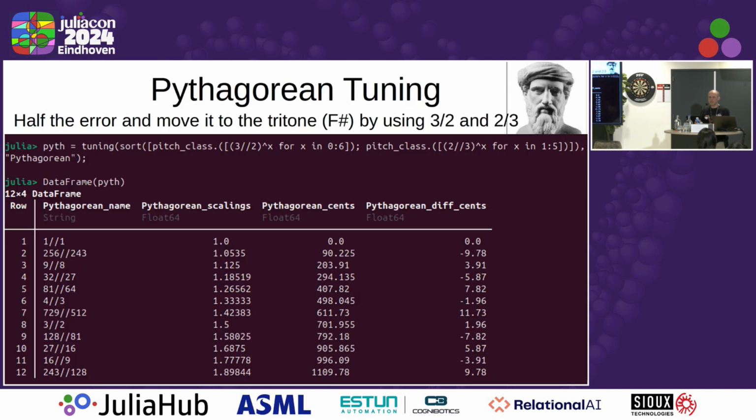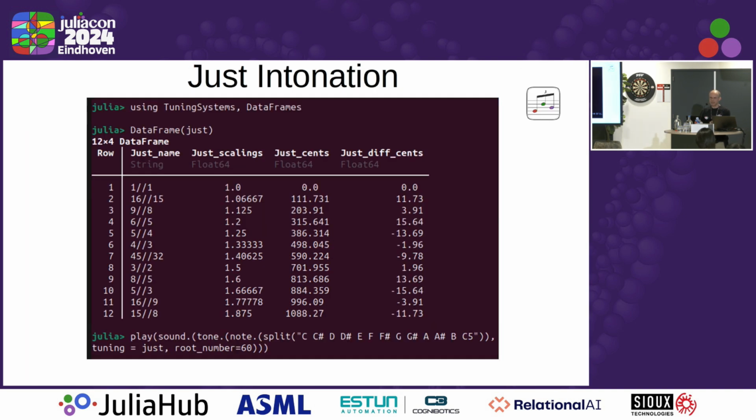So in reality, the Pythagorean tuning is sort of halving this error by going both ways around the circle of fifths and putting it all the way over to the tritone, which is F sharp, no pun intended. That is what is actually called the Pythagorean tuning, and the package has that inbuilt.